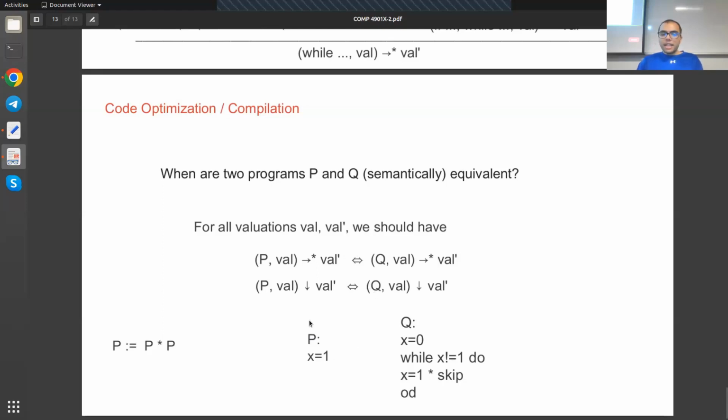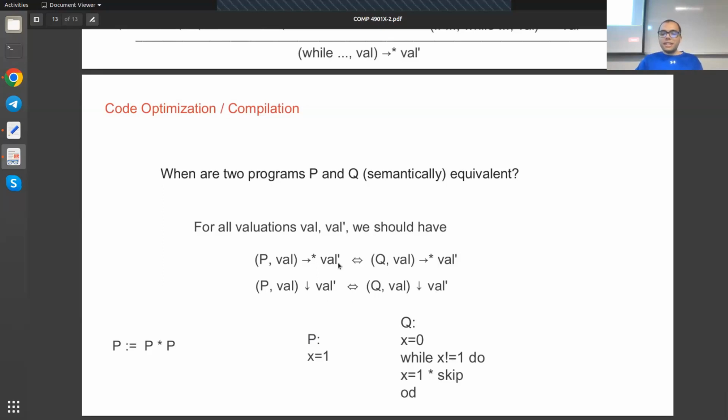But the difference is that all runs of P terminate, whereas Q actually has a non-terminating run. The non-terminating run is the run where I do this while, and then when it gets to this non-deterministic choice here, it always chooses skip. So it just keeps looping in the while, right? So in that sense, P and Q are not equivalent. So we need a better definition of equivalence.